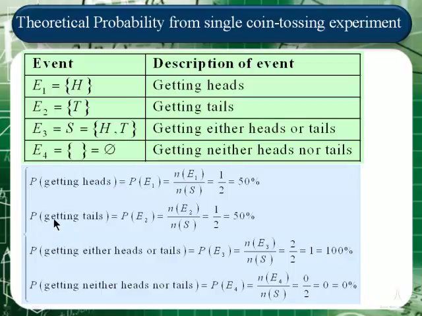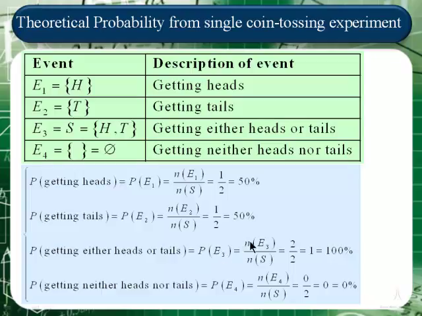In a similar way, the probability of getting tails is the probability of event 2. So it's the cardinal number of event 2, which is 1, divided by the cardinal number of S, which is 2, and that's also a 50% probability, or 0.5. While the probability of getting either heads or tails is the probability of E3 or the probability of S.